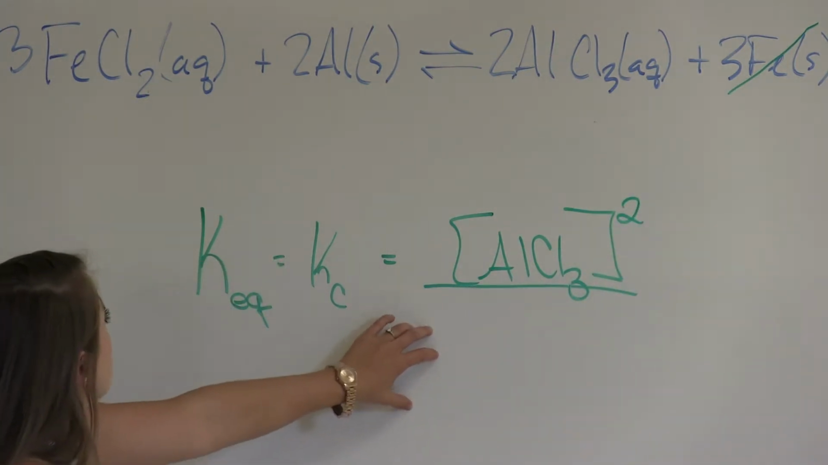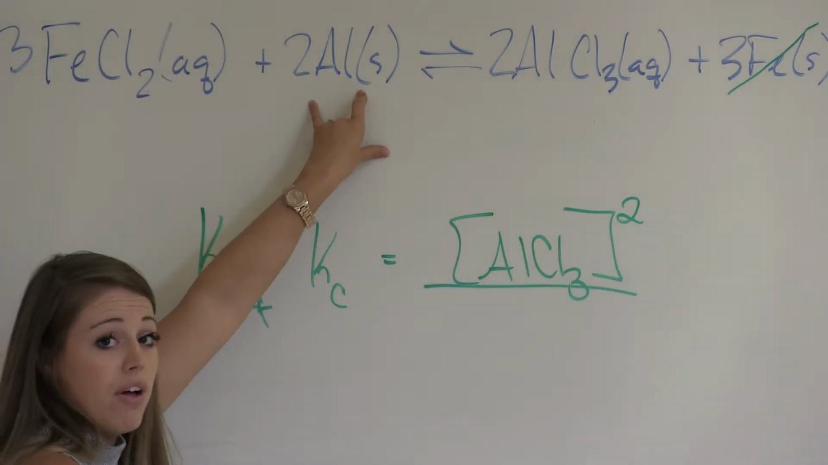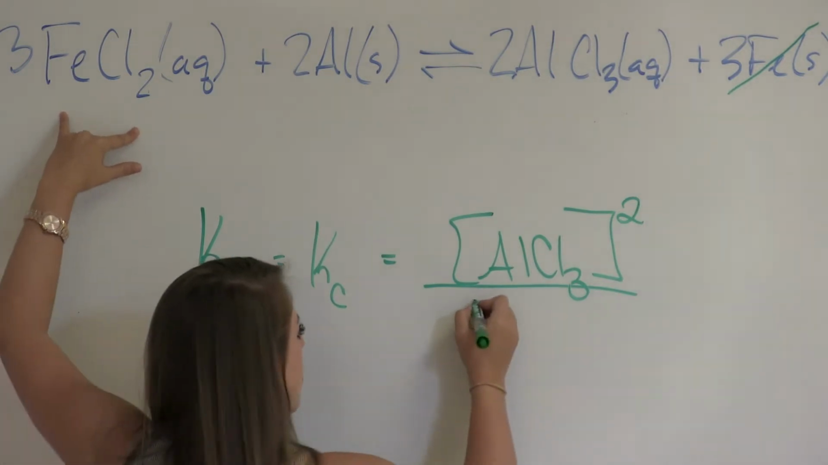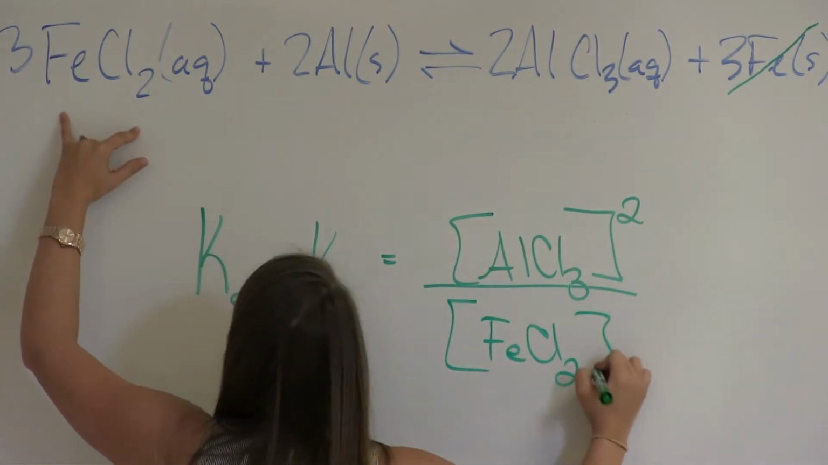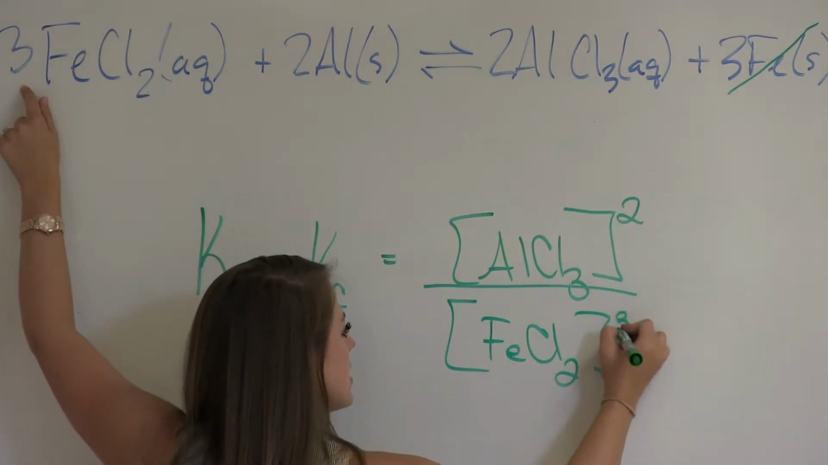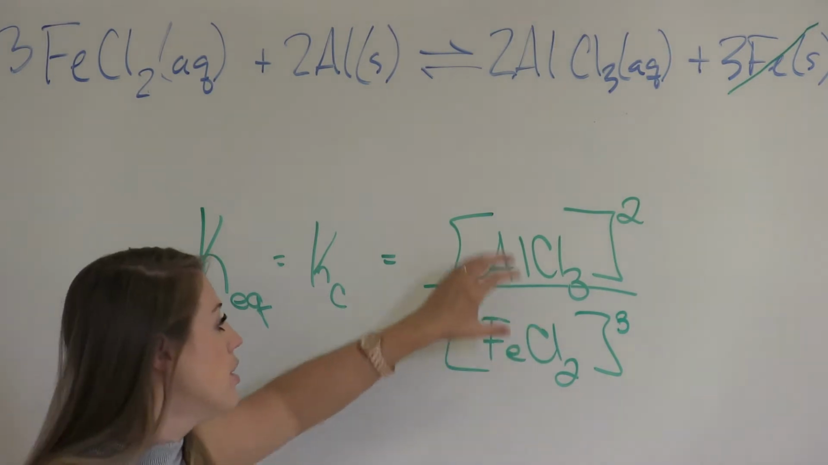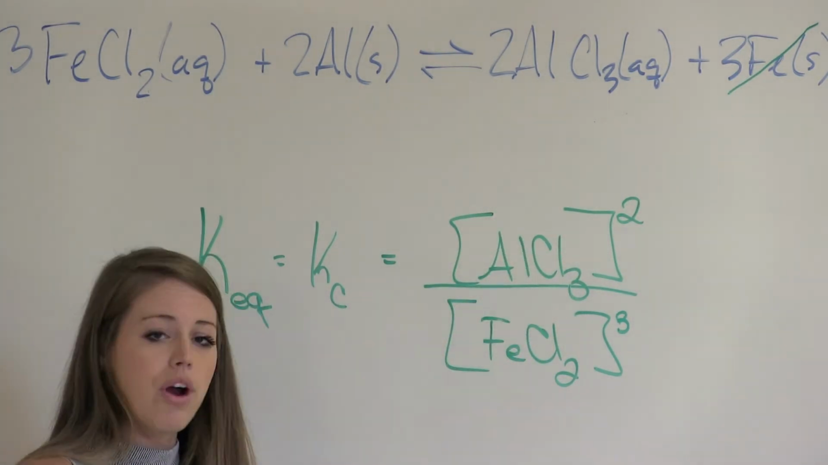Okay, now if we were to look at the reactants, here aluminum is a solid, so it's not going to be involved in the equilibrium constant, but iron chloride is aqueous, so it is going to be involved. So we're going to have iron chloride in the bottom. Okay, and we've got 3 iron chlorides, so this is going to be a cubed compound. So remember, this here is concentrations. So we would need the concentration of aluminum chloride and the concentration of iron chloride.